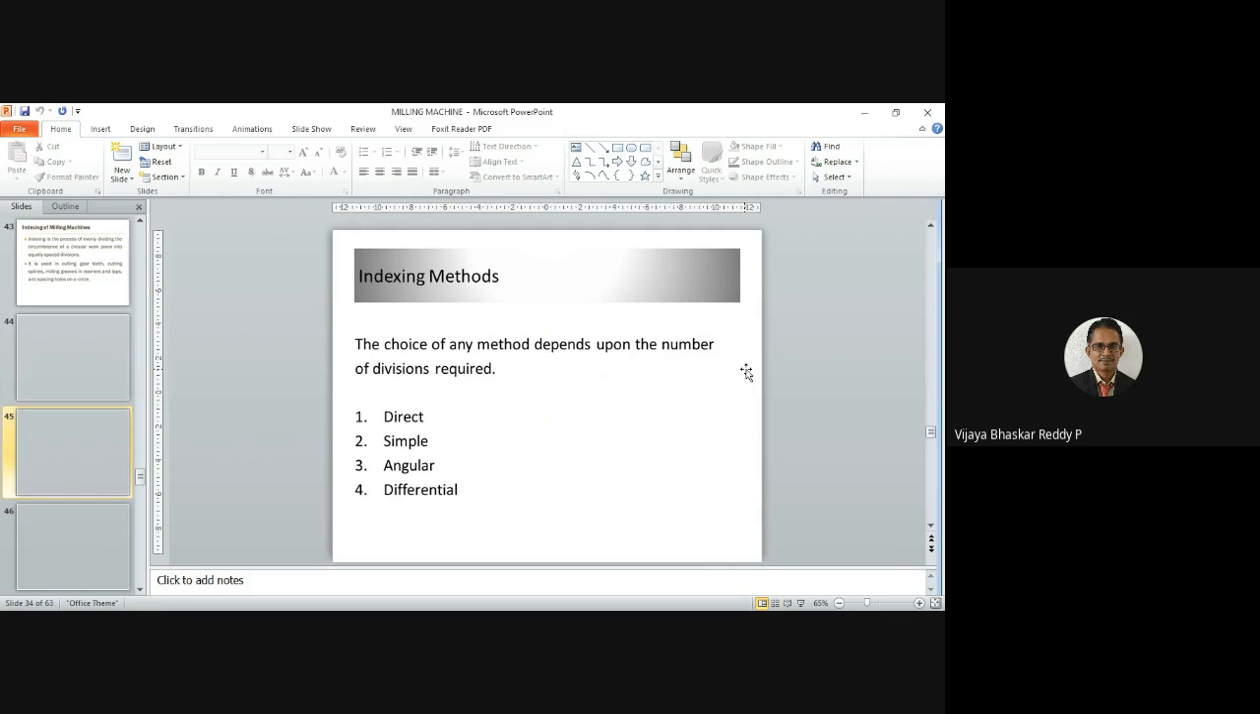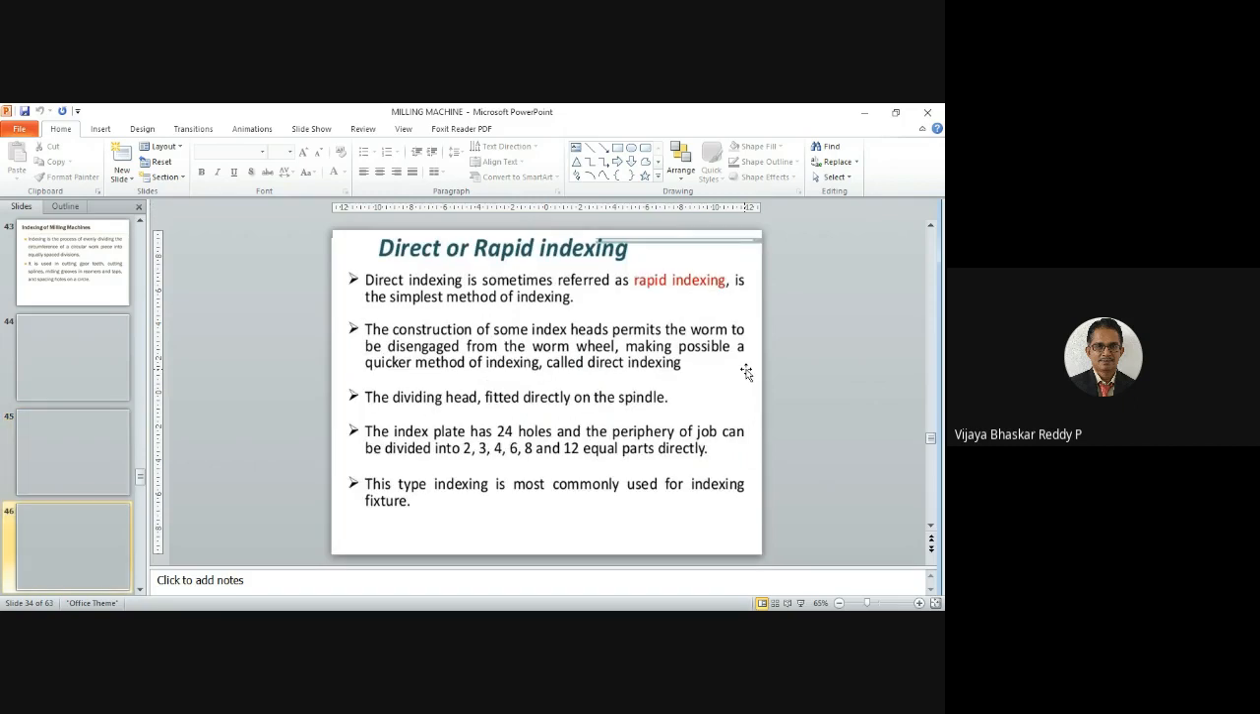Suppose if the gear size is more, one method may not be suitable for that. So the first method is direct or rapid indexing. The direct indexing is sometimes referred to as rapid indexing, which is the simplest method of indexing, and we can use it.